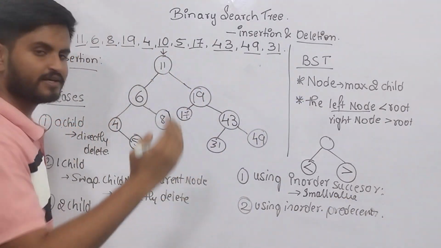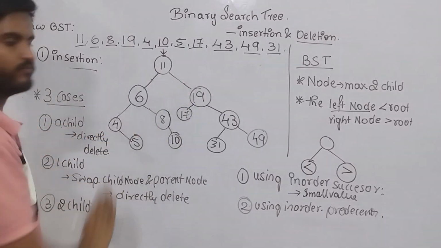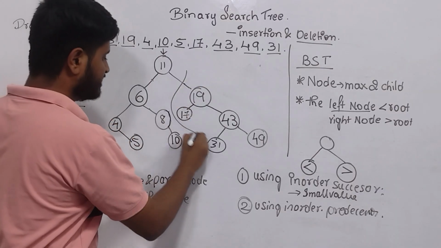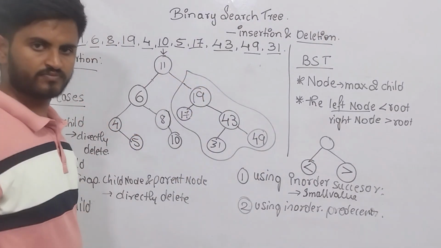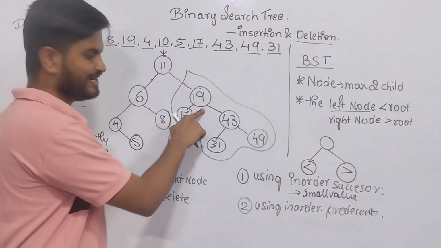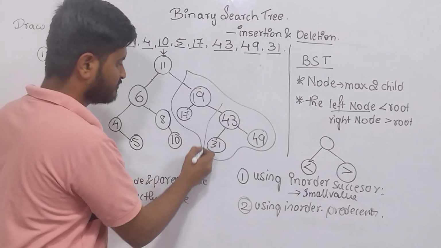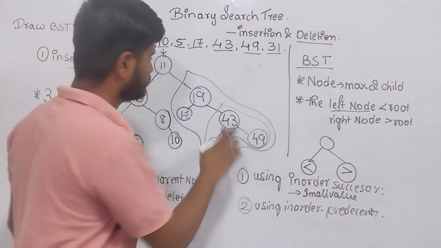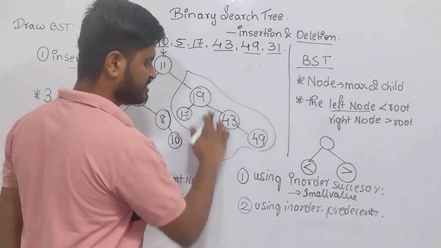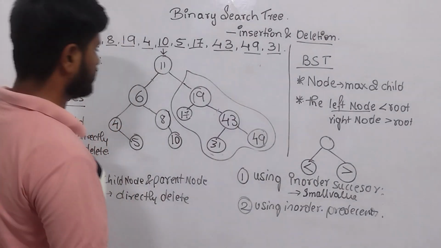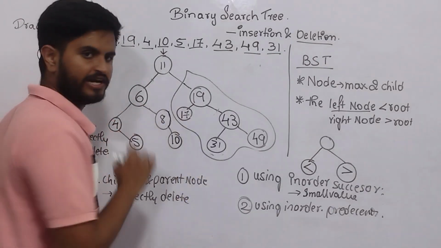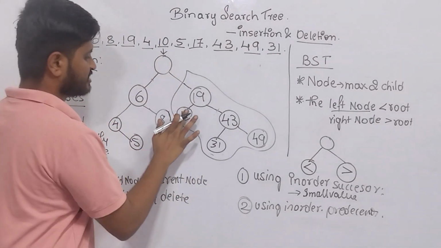Successor means front, that is the right side. So I want to delete 11, I will see the right side. The full right side is called the right subtree. If you want to delete 19, what will be the right subtree? 43, 31, 49. Like this. You must draw the right subtree. In the right subtree, you will be seeing the smaller value. Which is the smaller value? 17, 19, 43, 31, 49. Which is the smallest value? 17.